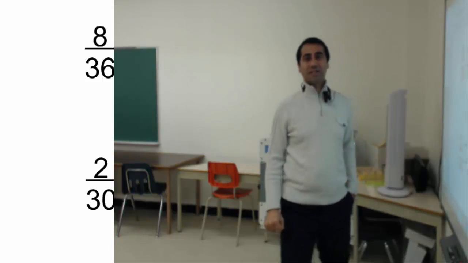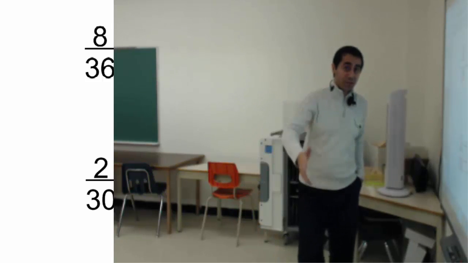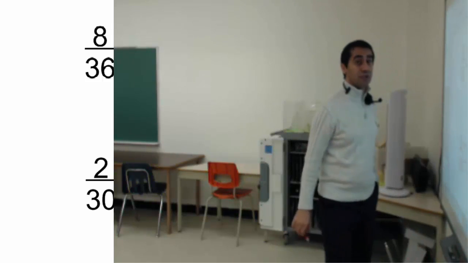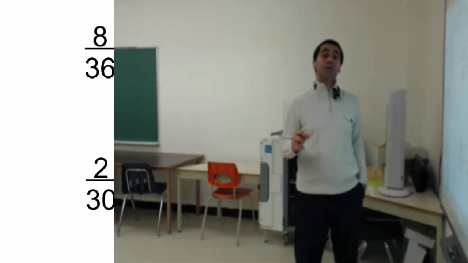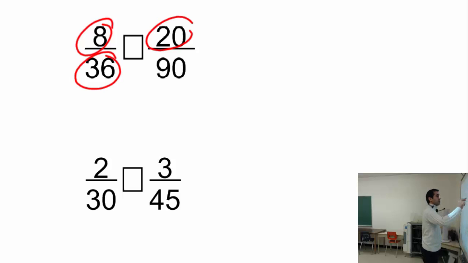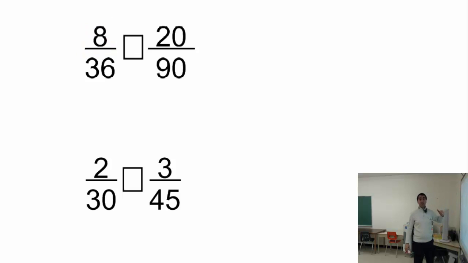Hello, my dear students. Now, let's continue to talk about simplification, and we are to find out whether the two fractions are equal to each other or not. For example, you see I have 8 here, 36 here, 20 here, 90 here. They are all different numbers. Are they equal fractions or not? We can only find that out once we simplify the fractions.